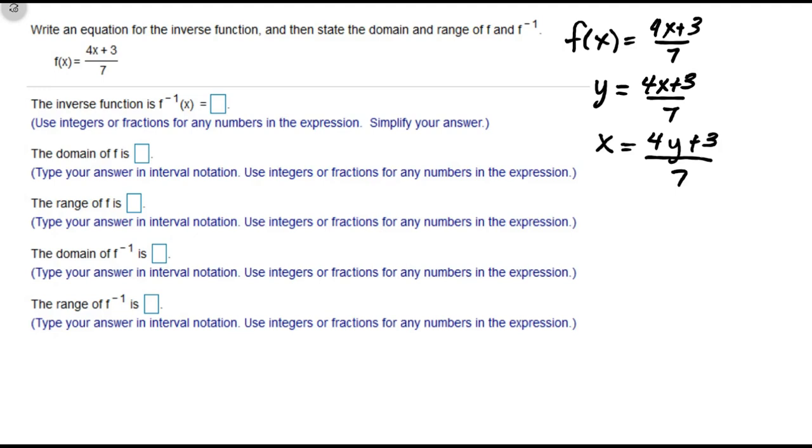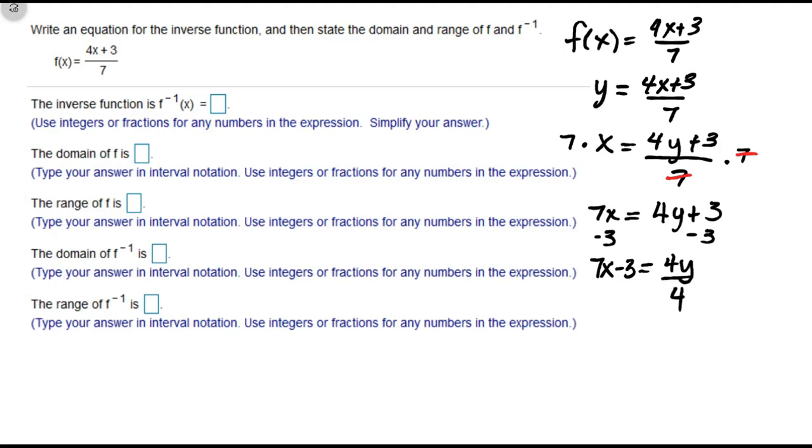To get y by itself, I'm going to multiply both sides by 7. That gives me 7x on the left, and the 7's cancel out on the right. That leaves me with 4y plus 3. Now, I'm still trying to get y by itself, so I subtract 3. That's 7x minus 3 equals 4y. Then I'll divide both sides by 4, and I have y equals (7x minus 3) over 4.